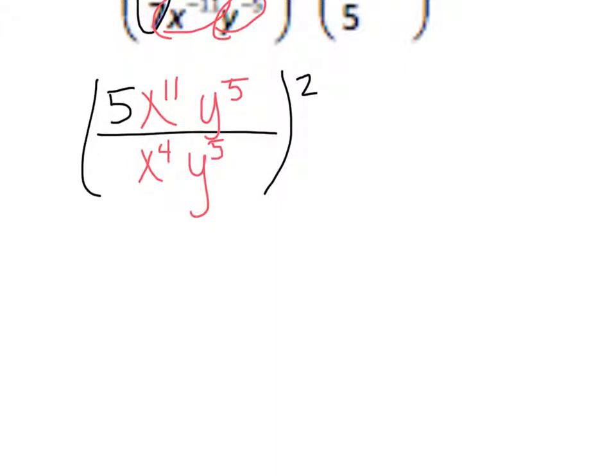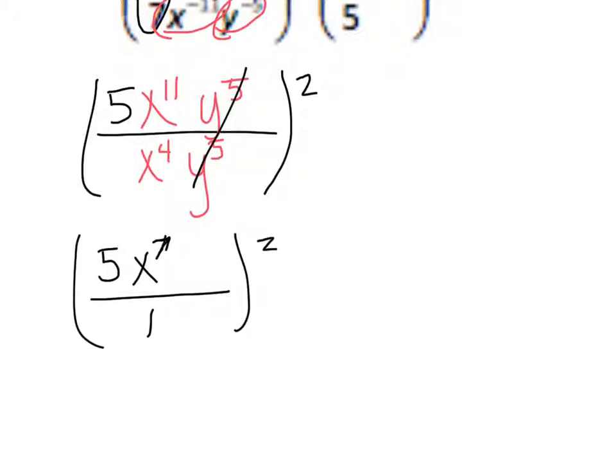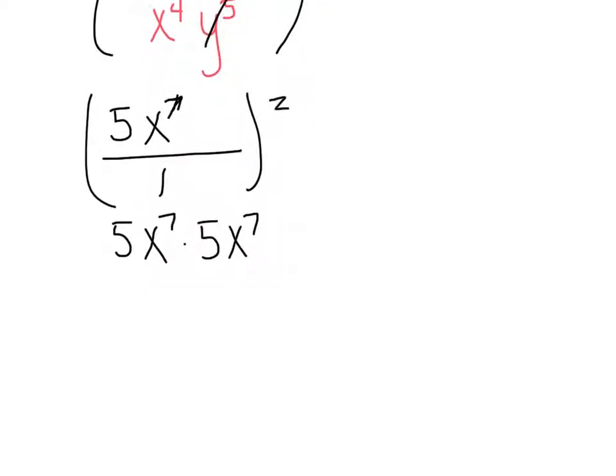Okay, now I've got x to the 11th over x to the 4th. So 11 minus 4 is 7, and it's going to stay in the top because the 11th was bigger. And y to the 5th over y to the 5th. So 5 minus 5 is 0. Y to the 0 is just 1. So this really just cancels out. So now I have 5x to the 7th times 5x to the 7th. Okay, the 1 in the bottom doesn't really do much because it's just kind of a placeholder in the bottom. Now if it was in the top, it would make a difference. So this is going to be 25x to the 14th. So that's the first part.